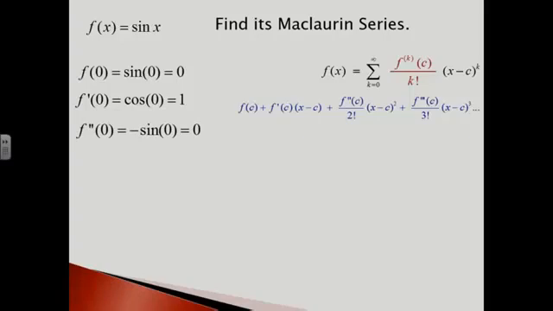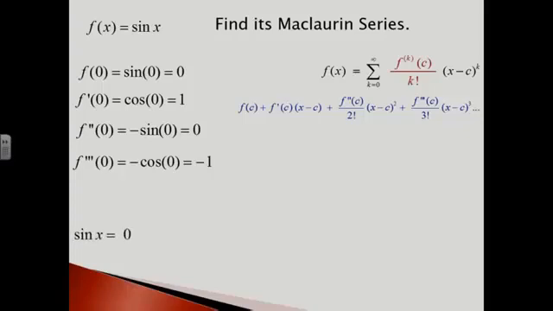Its value at 0 is 0. The third derivative is minus cosine x. Its value at 0 is minus 1. From the fourth order, the derivative comes back to sin x and the cycle repeats.